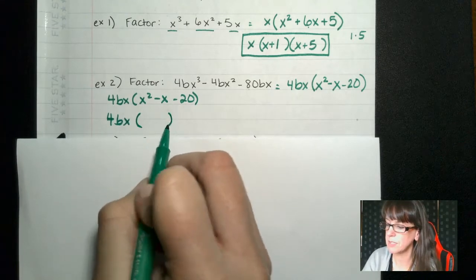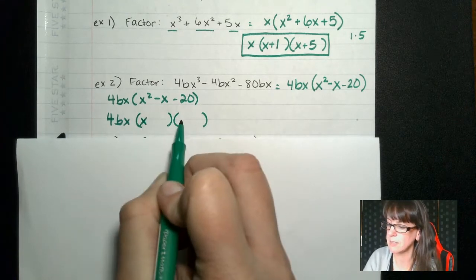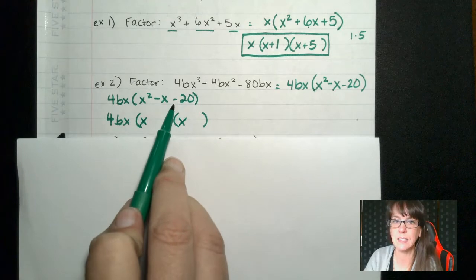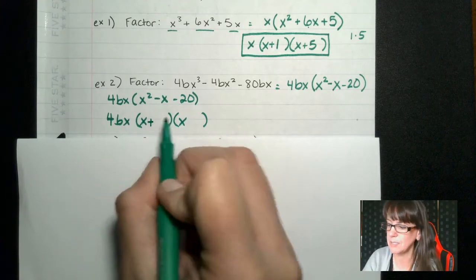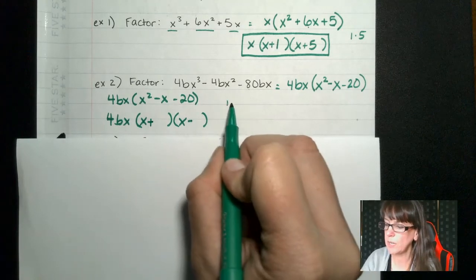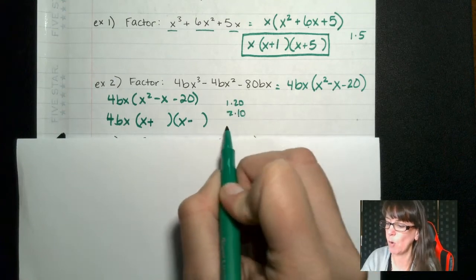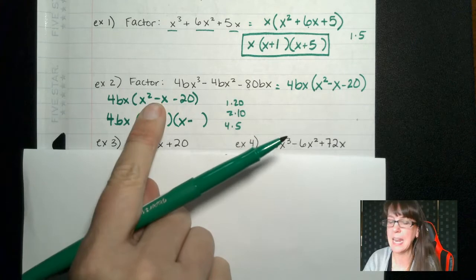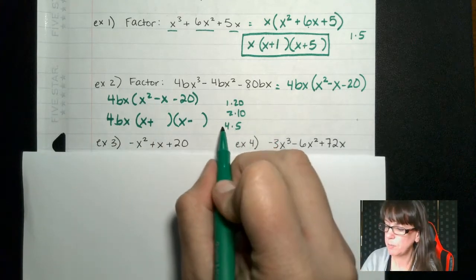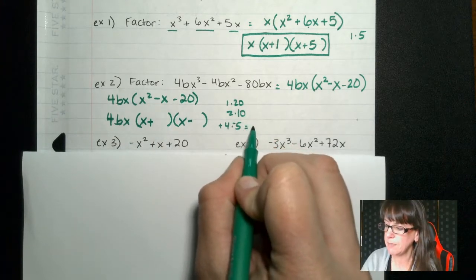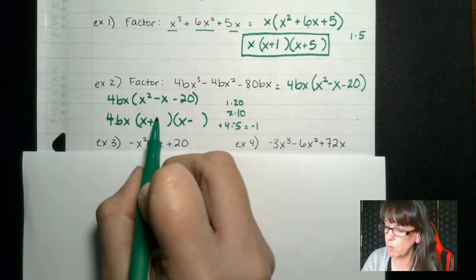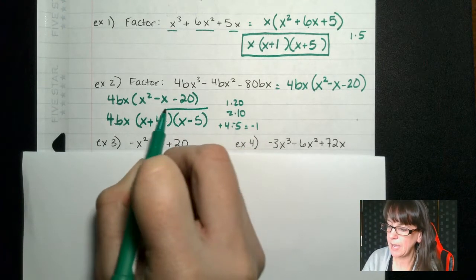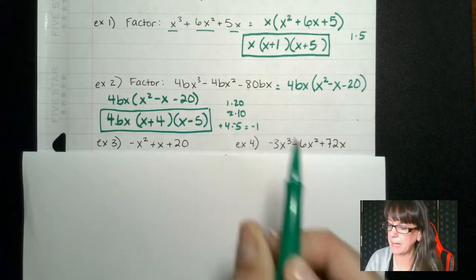I'm going to factor this like this. We do our bubbles, x, x. Look at the last sign, that tells me different signs. So I'm going to do plus and minus. Factors of 20: 1 and 20, 2 and 10, 4 and 5, woo! I need a positive and a negative that gives me a negative 1. Well, if I do positive 4 and negative 5, that'll give me negative 1. So positive 4, negative 5, and there we go. We have completely factored this.